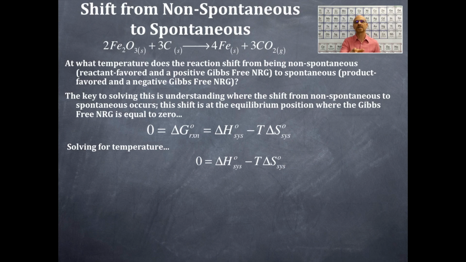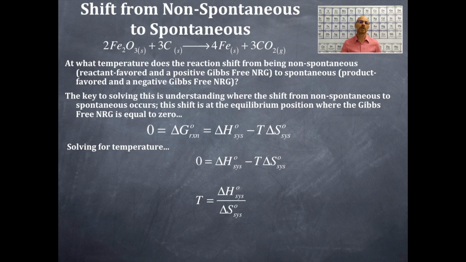So what we're going to do is solve for the T. We're going to subtract delta H from this. Then we're going to divide by negative delta S. The negative terms cancel out, and I'm going to have T is equal to delta H divided by delta S.